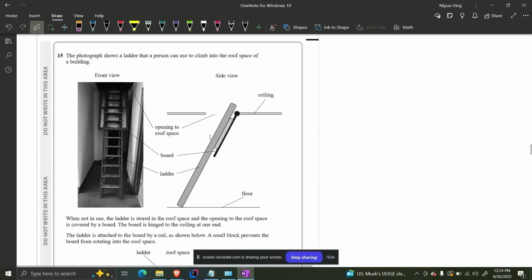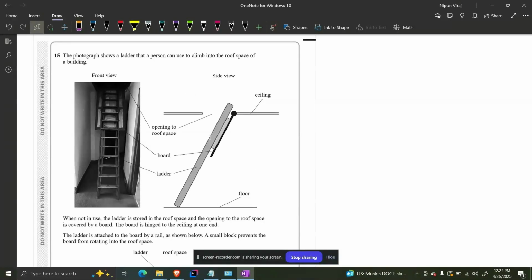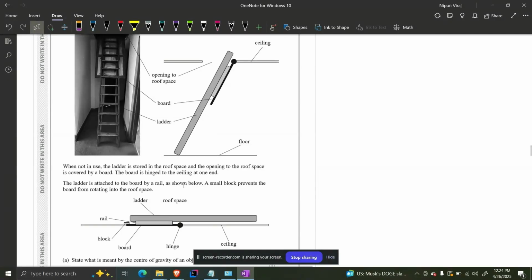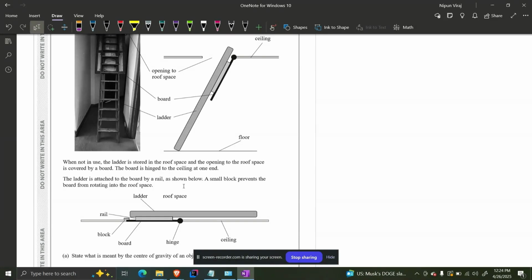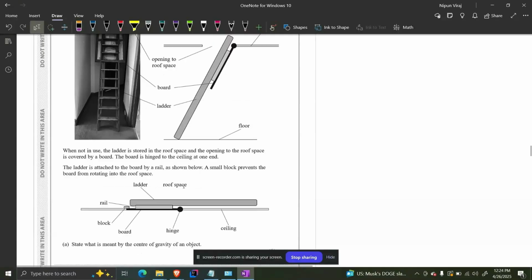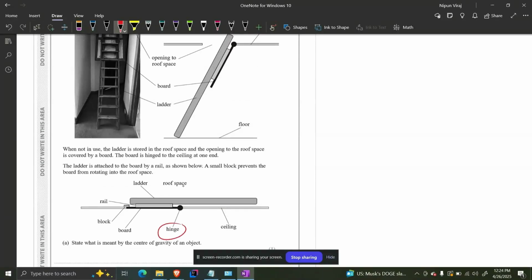15th question: a photograph shows a ladder that a person can use to climb into the roof space. When not in use, the ladder is stored in the roof space and the opening of the roof space is covered by a board. The board is hinged to the ceiling at one end. The ladder is attached to the board by a rail. So when it is not in use, we can just put the ladder up within this hole, hinge it and put it up, and when we want to use it, we can bring it down and get the ladder downwards.